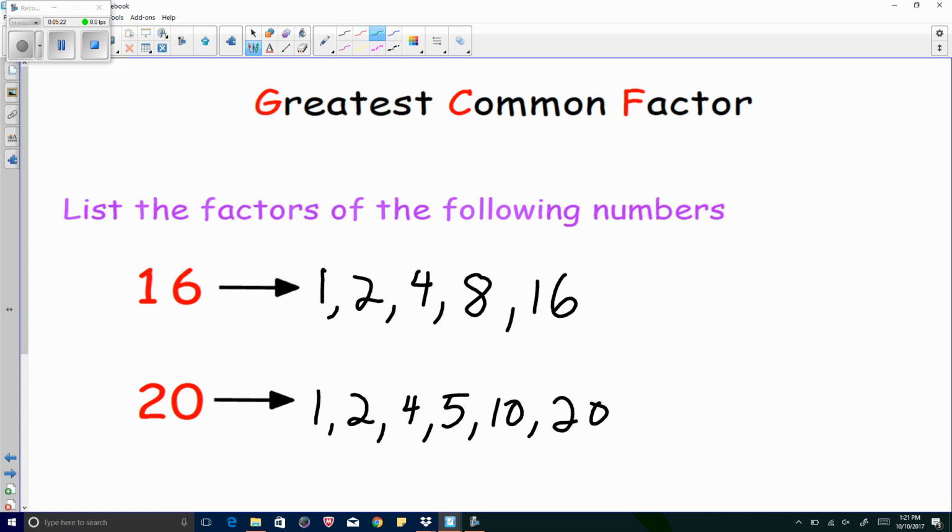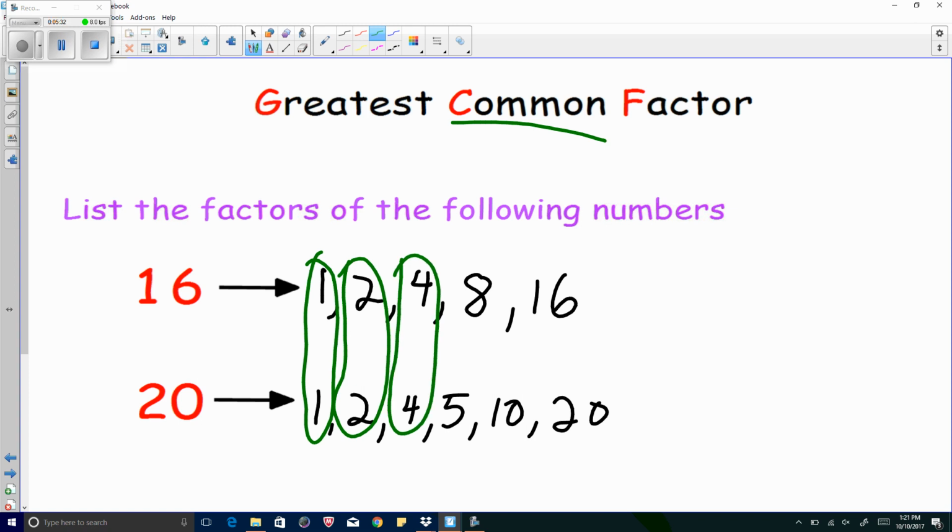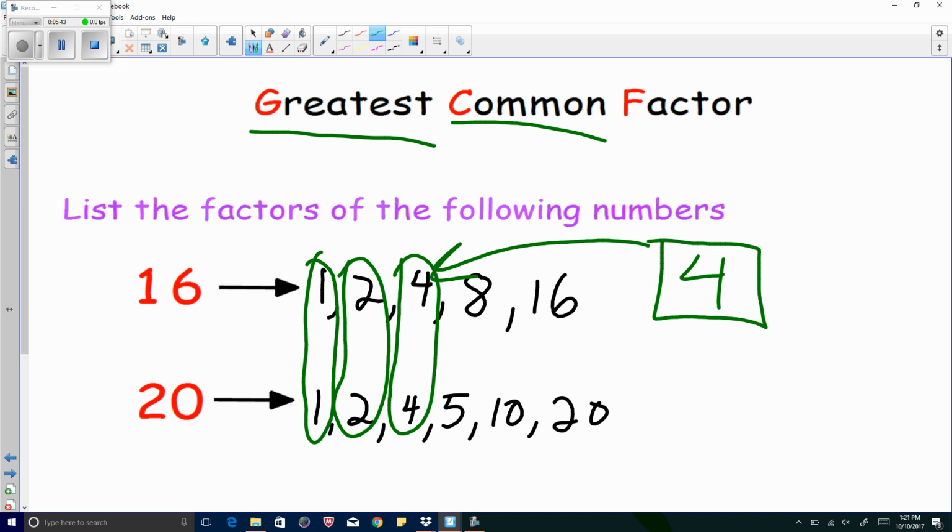Now I will go through and circle what they have in common. So we get 1, they both have 2, they both have 4, and that's it. Now I will look for what they have the greatest, and that is 4. So 4 is the greatest common factor of 16 and 20.